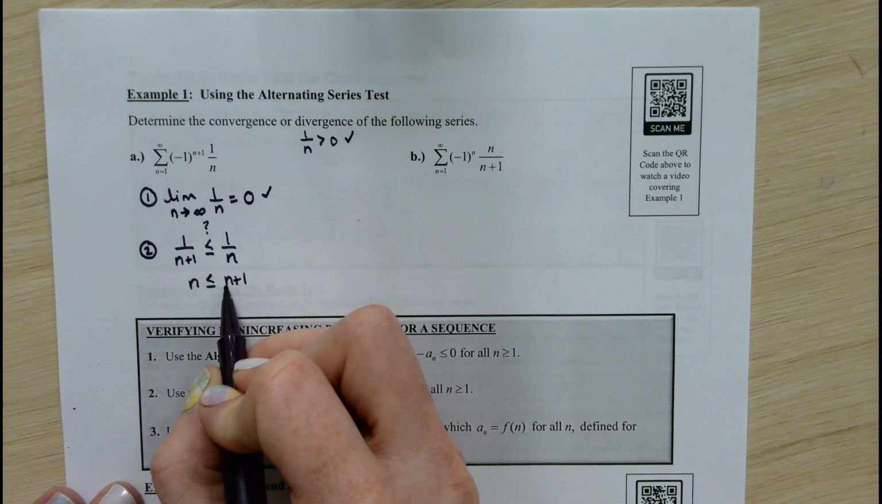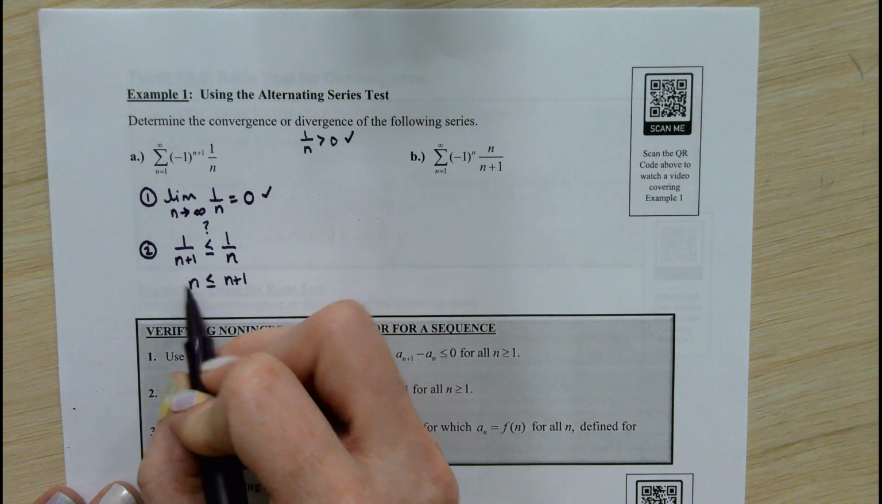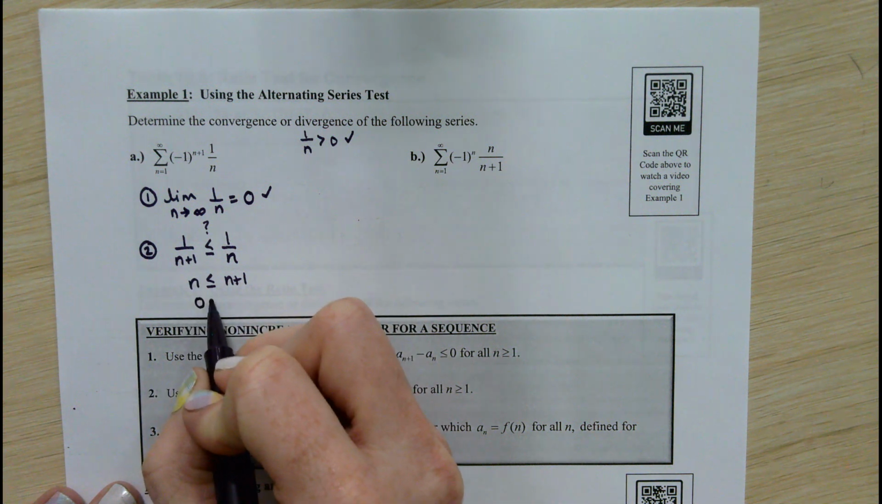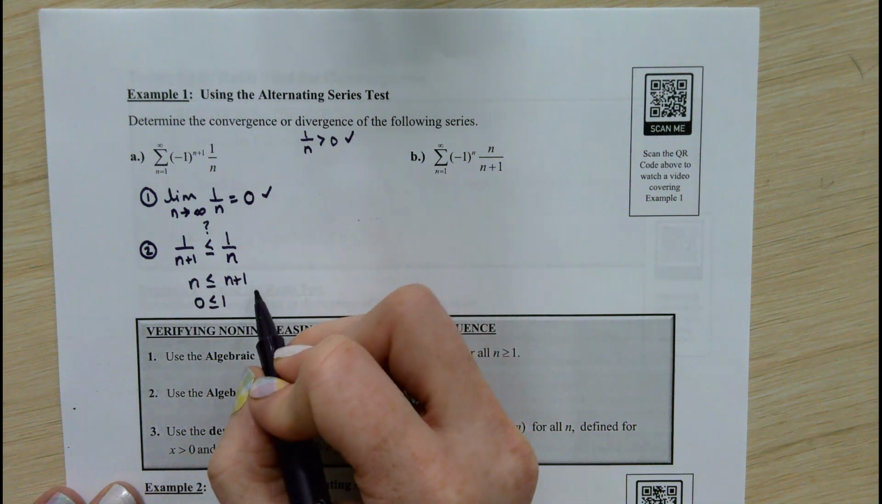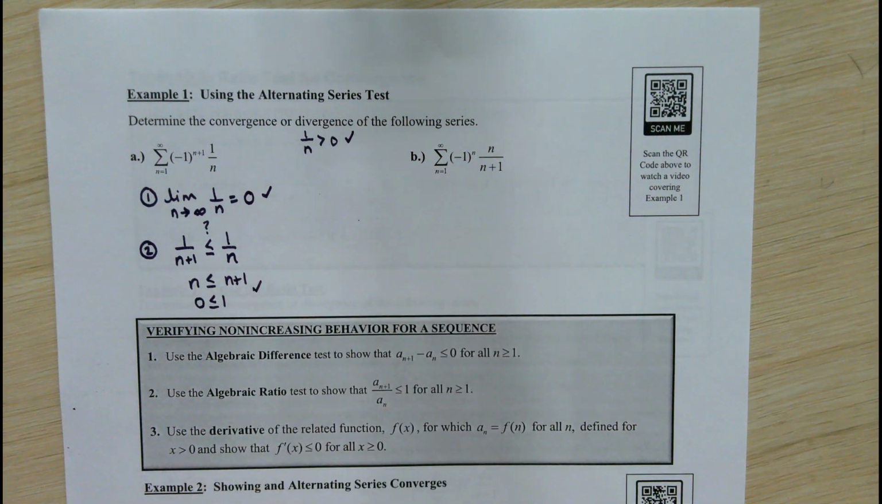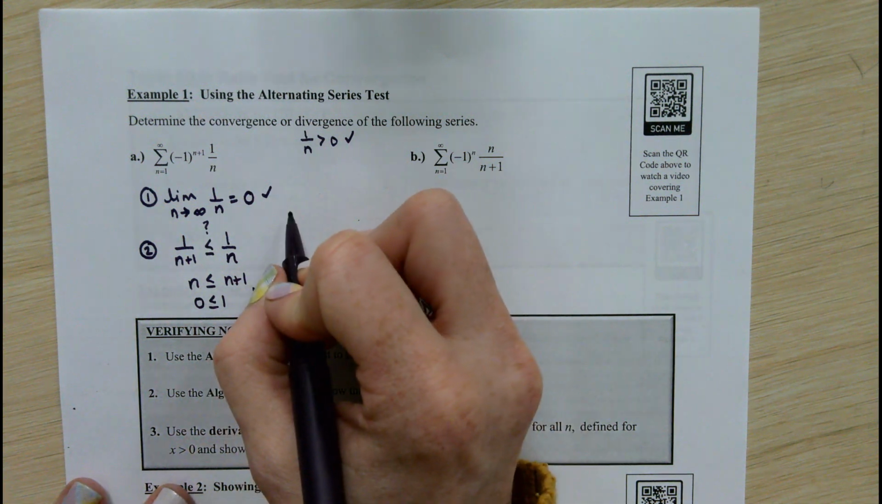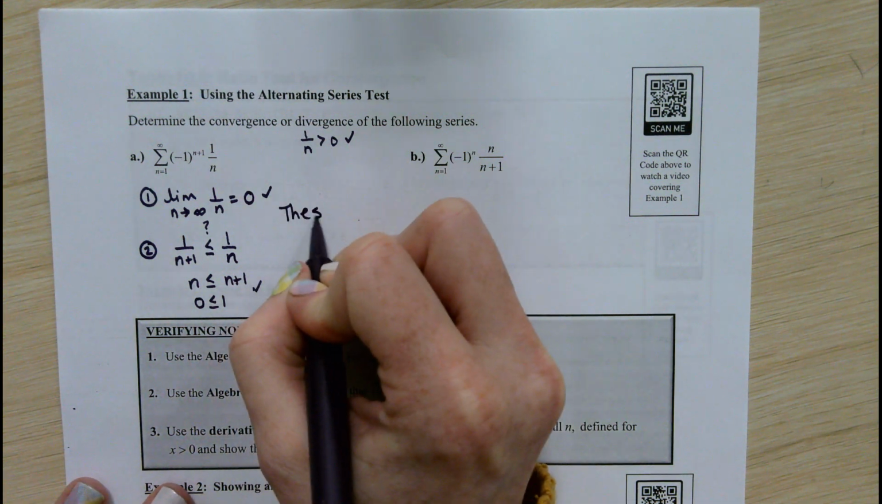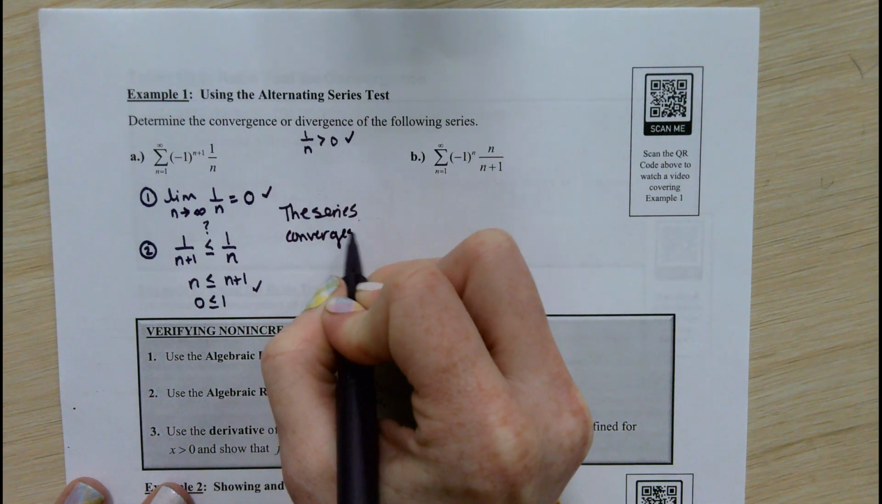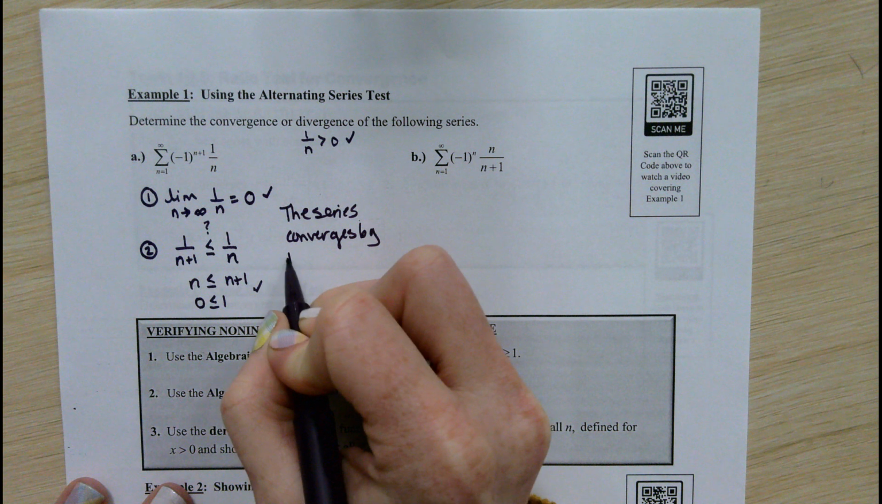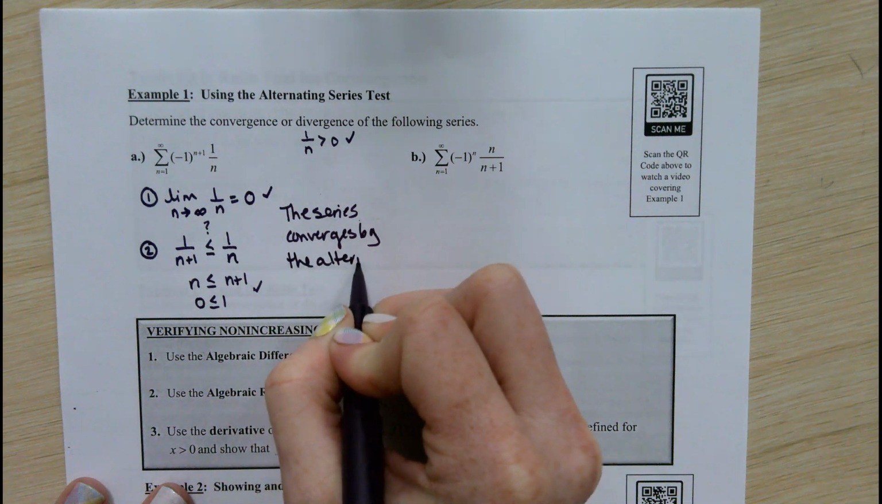But if you're still not 100% certain, get all the variables on the same side. That would leave behind 0 is less than or equal to 1, which for sure is a true statement. So we've now satisfied the second criteria of the alternating series test. So that means that this series converges by the alternating series test.